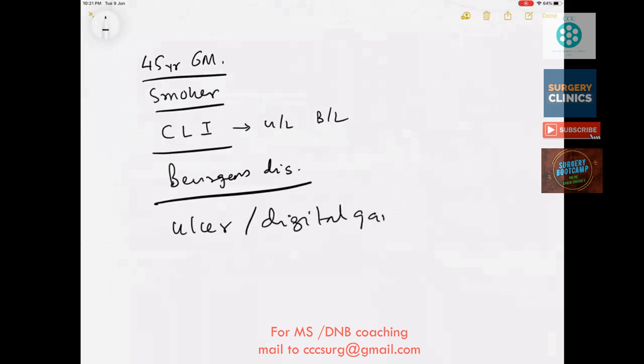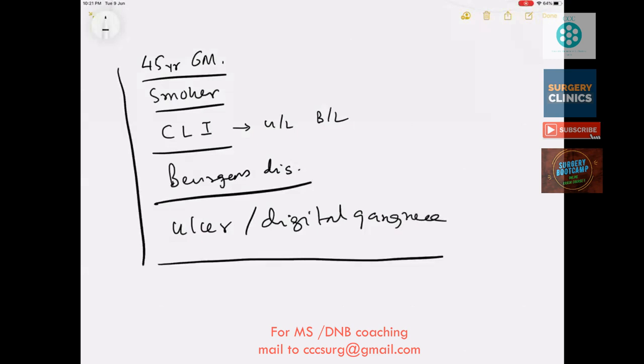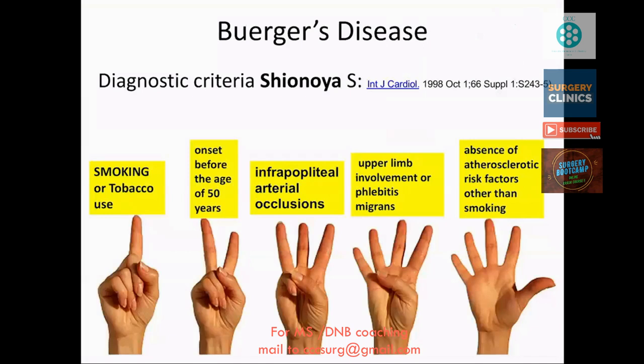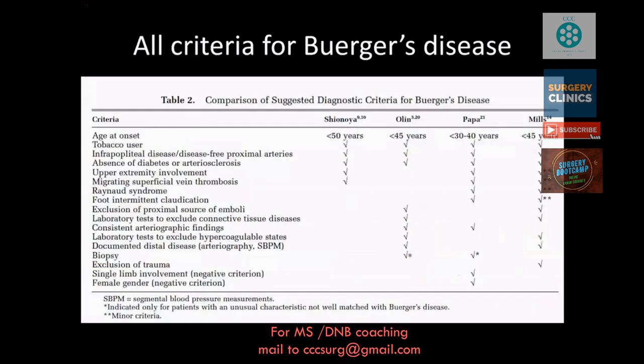So remember that this is exactly the way it is said during an exam. So what is your diagnosis? 45-year-old gentleman, smoker, CLI, Buerger's disease, ulcer with a digital gangrene. The minute we speak of the word Buerger's disease, the minute examiners will ask you, what is Buerger's disease? How did you diagnose? Sir, the most famous of the many criteria is Shionoya's criteria.